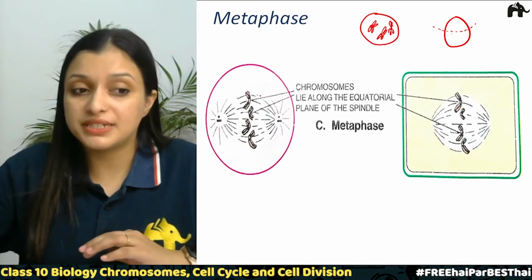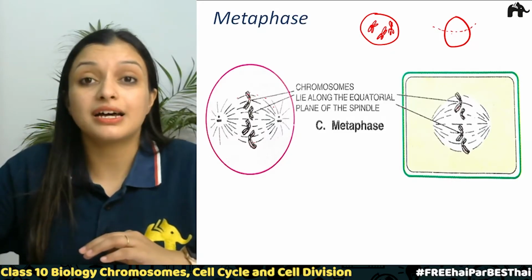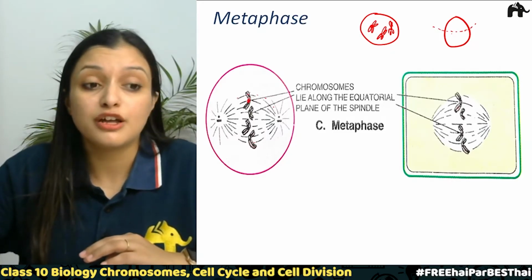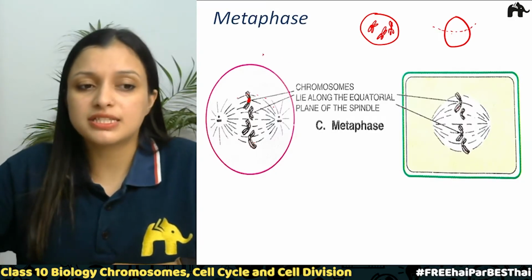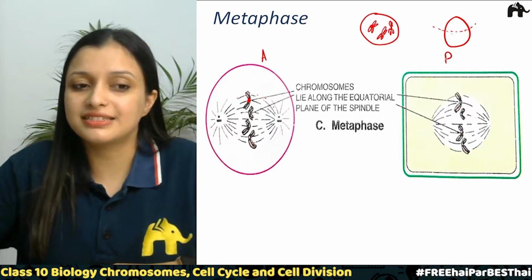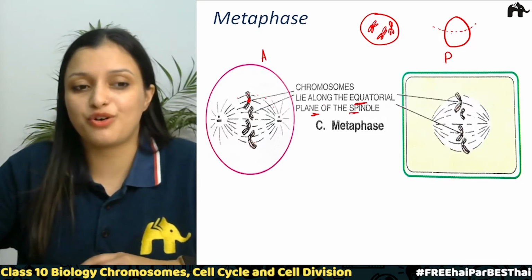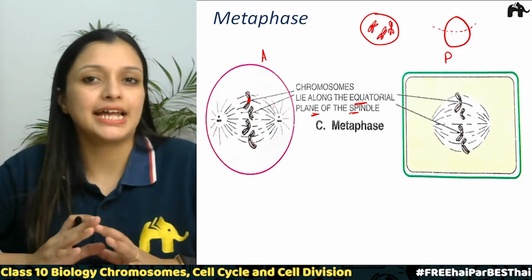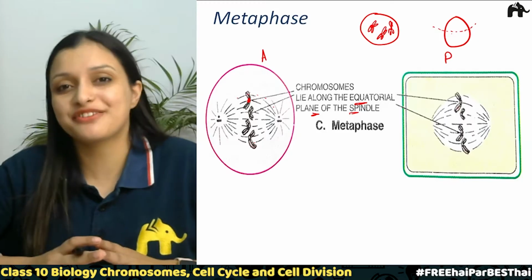Now there are these spindle fibers and there are these chromosomes. These chromosomes are attached to the spindle fibers with the centromeres. Correct? Simple. So this is the animal cell and this is the plant cell. So chromosomes lie along the equatorial plane of the spindle. Correct? Simple and clear. Let's see our next phase, that is anaphase.